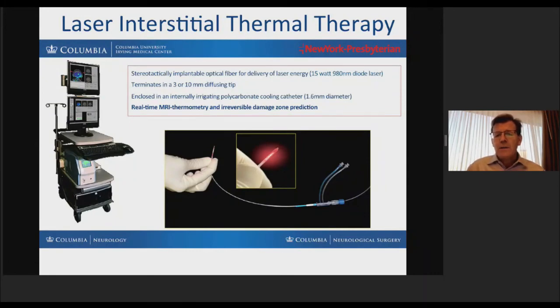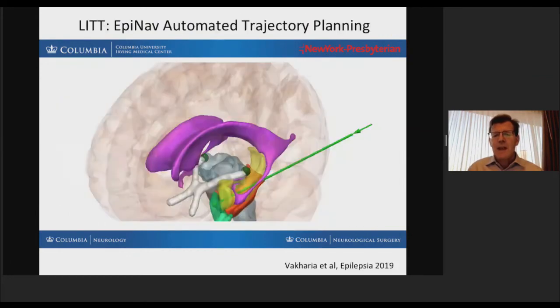And so laser ablation, for those who are not familiar with it, is implanting a stereotactic laser fiber through a very small drill hole, just like implanting an SEEG electrode, and then using real-time MRI thermometry, estimating the damage of what we're doing.